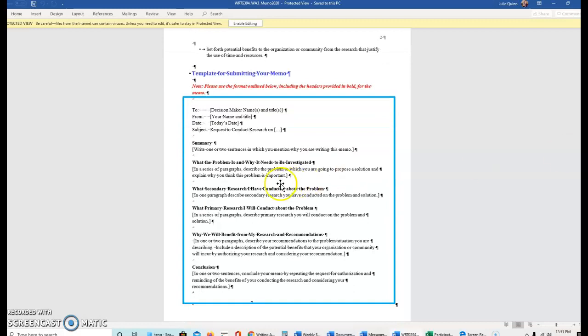You've got a summary. The problem is much more in depth than a summary. It is a series of paragraphs. Secondary research is a summary of your lit review. Primary research, we've talked about that in the prior discussions. The benefit, 1 or 2 paragraphs. Conclusion, super conclusion, it's a memo, super short conclusion, 1 to 2 sentences.